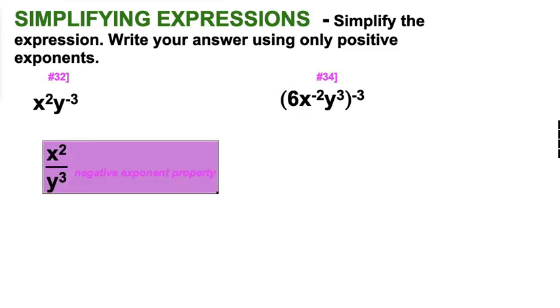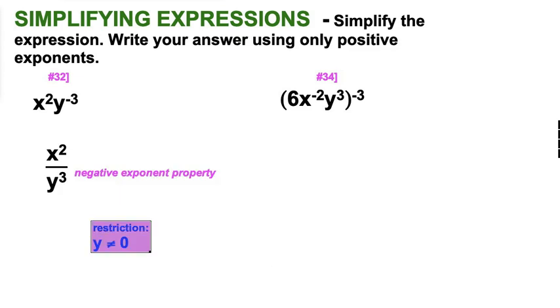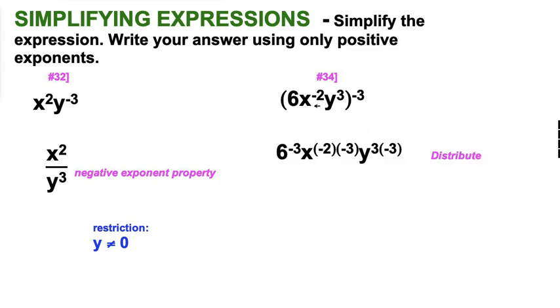Negative exponent property, and your restrictions are going to be on your y. How about here? Let's distribute. The 6, the coefficient, gets raised to the -3 power. The x to the -2 to the -3 power. And the y to the 3 times -3 power.